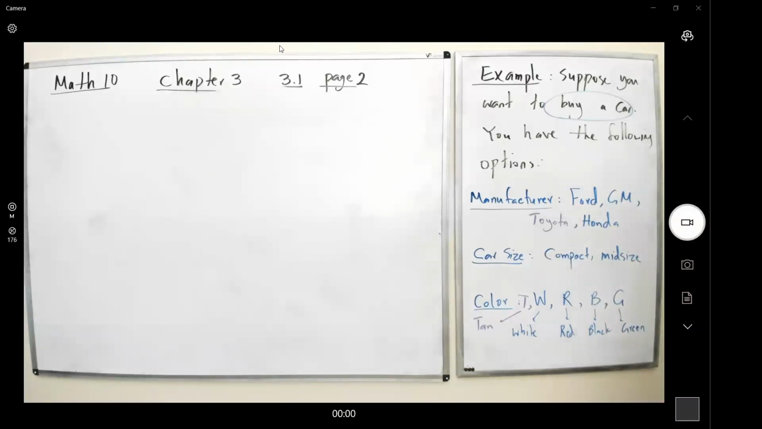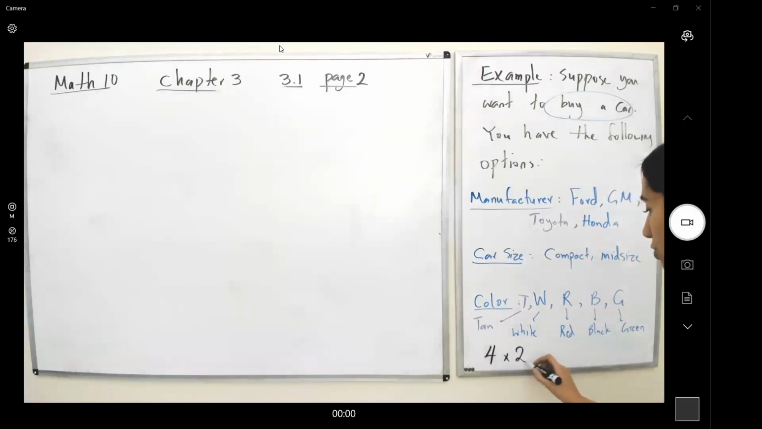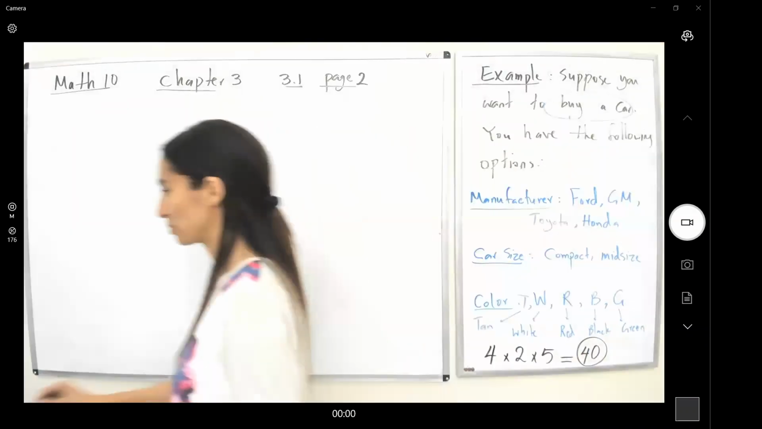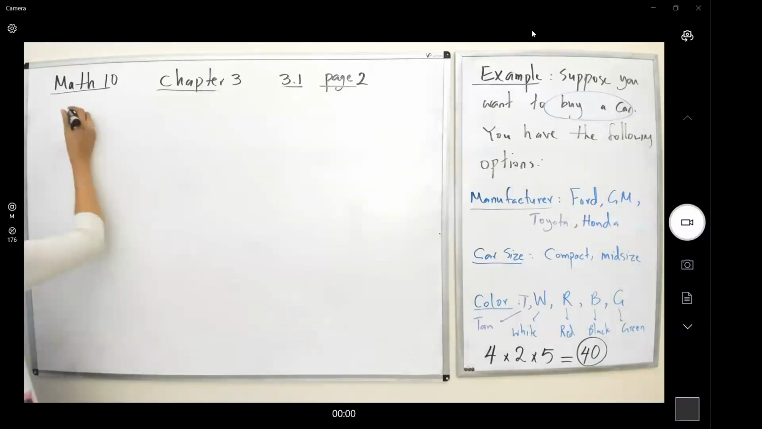How many options? Very good. 4 times 2 times 5 of them. 4 times 2 times 5. 40 different options. Very well. Another example for you.